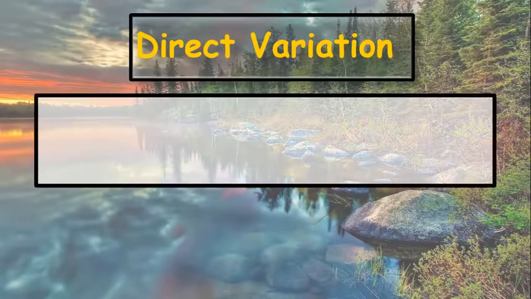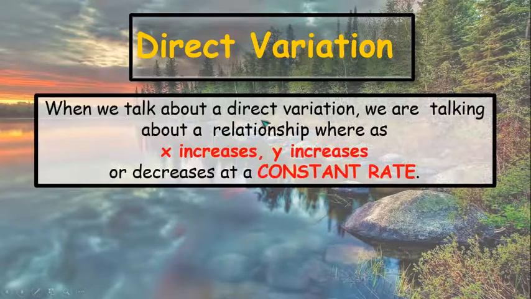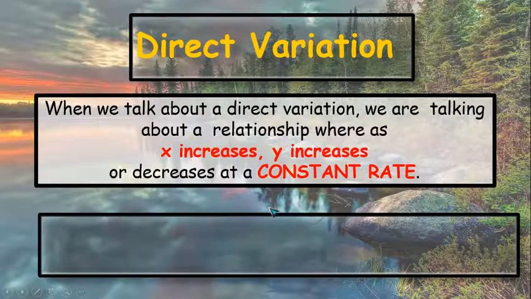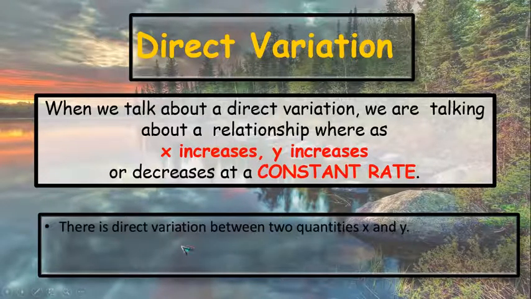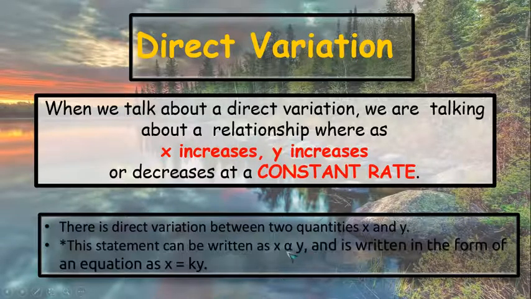Direct variation. When we talk about a direct variation, we are talking about a relationship where as x increases, y increases or decreases at a constant rate. That is direct variation between two quantities x and y. This statement can be written as x alpha y, that is, x is directly proportional to y, and it is written in the form of an equation x is equals to ky.